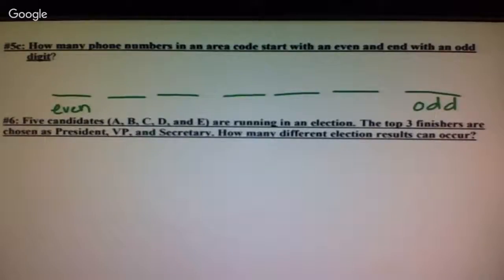So how many numbers can fill in that first spot? Remember, it says assume you cannot start with 0. So my options here are 2, 4, 6, and 8. How many odd numbers? 5. And then the rest are 10. Everything else is free game.